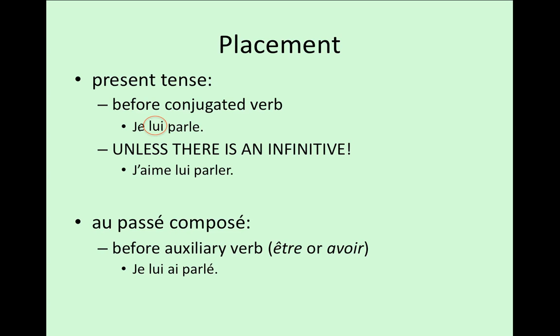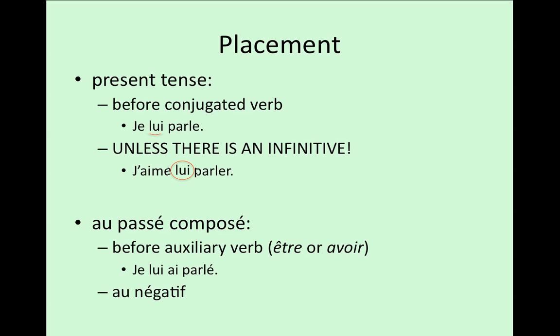Now, if you remember back to the present tense, when you want to negate something that has an object pronoun, you cannot separate the object pronoun from the verb it's attached to, whether that's the conjugated verb or the infinitive. It's the same in the passé composé. So, au négatif, it is going to become je ne lui ai pas parlé, with the ne and pas around both the auxiliary verb as well as the object pronoun.